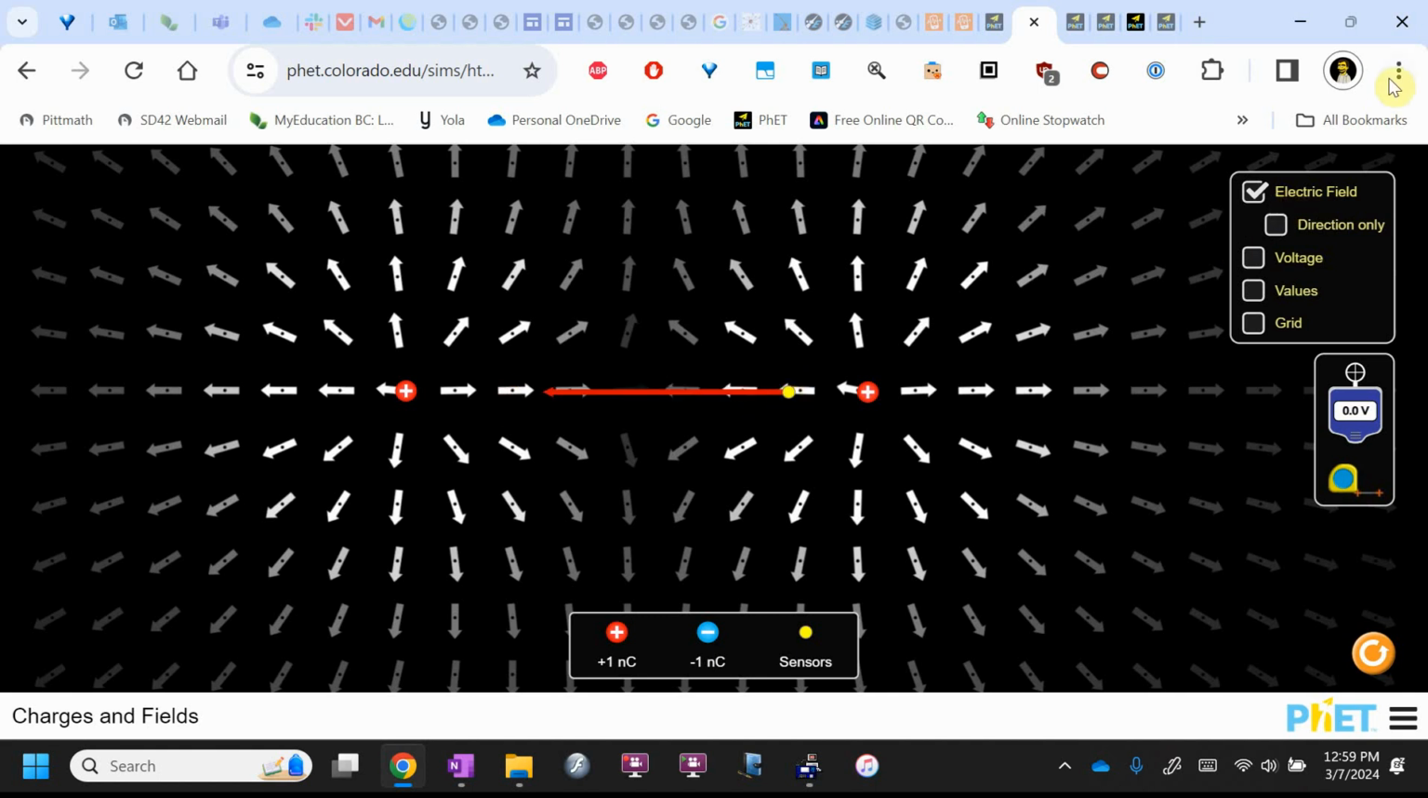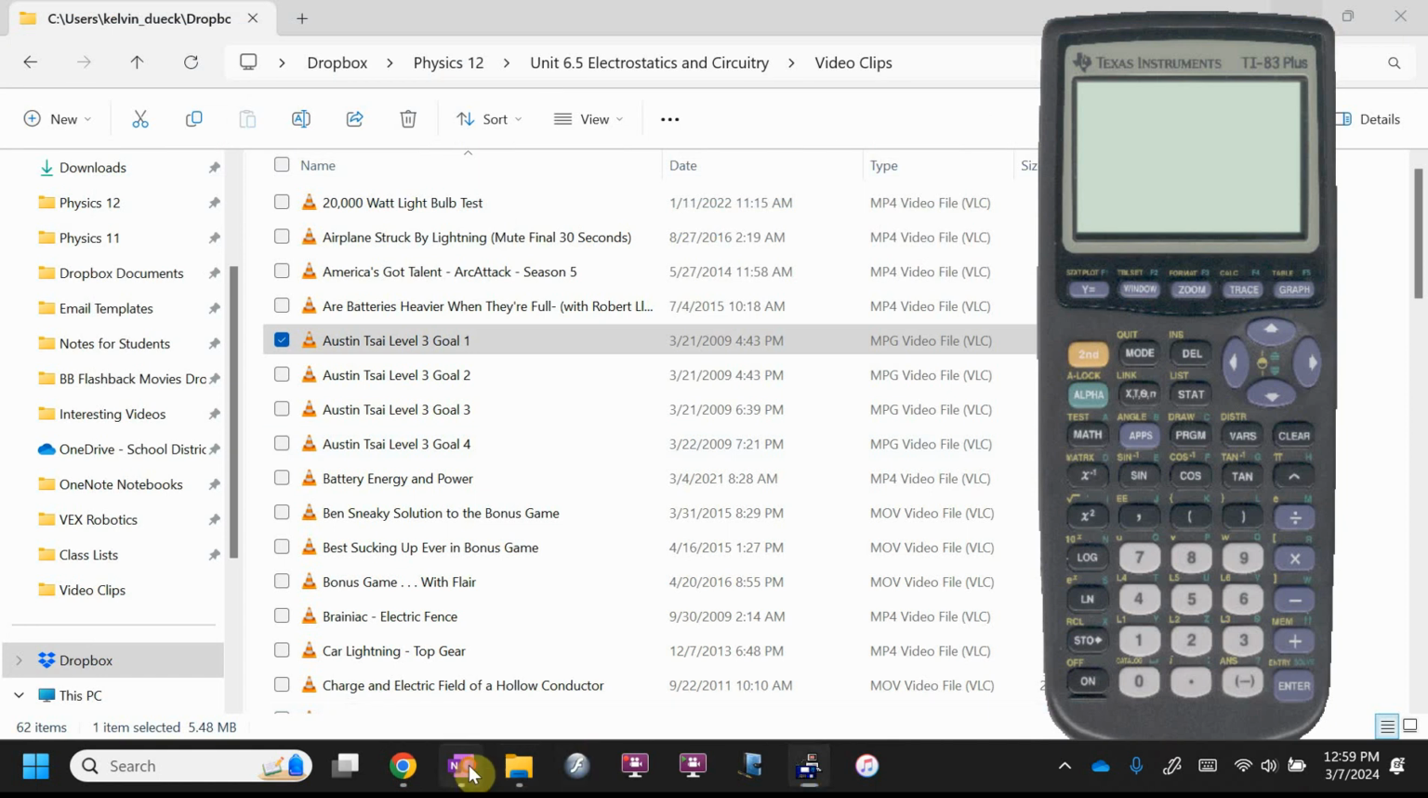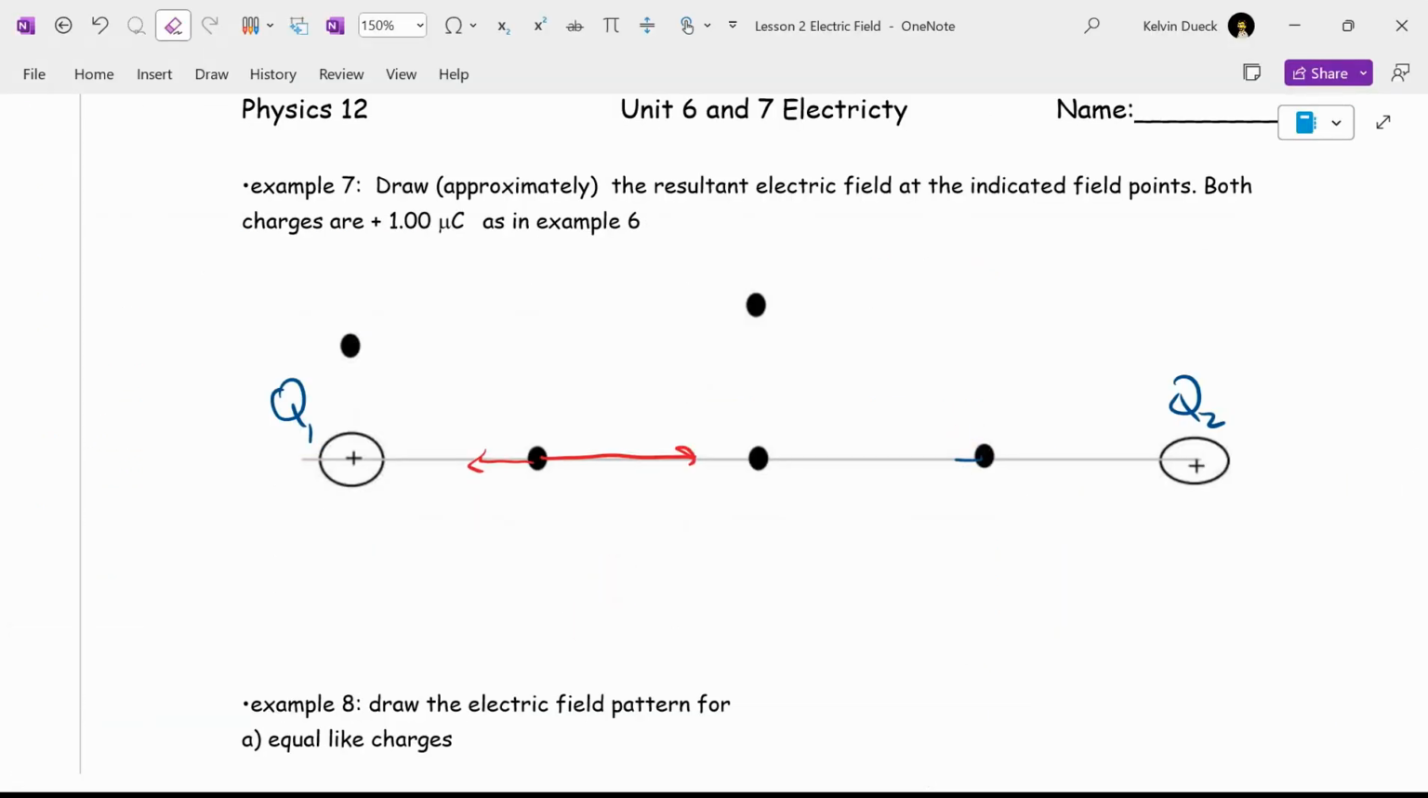Same idea, yes? We would have hard that way, little bit that way, but the net result would be to the left. Alrighty. What about right up here? What would you expect? Well, this one would be repelling it this way. This one would be repelling it that way. How might I add those two together?